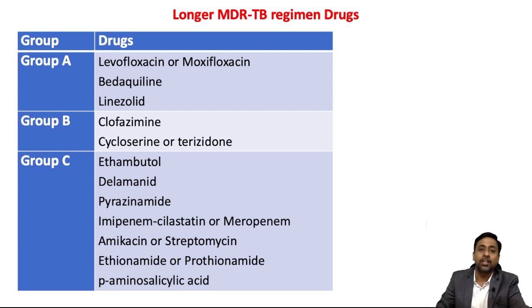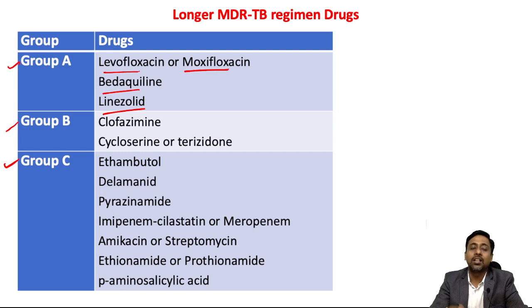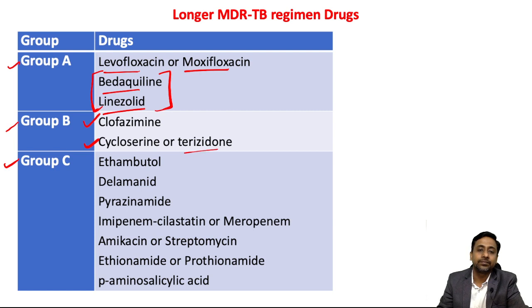And what are the drugs used in the longer MDR-TB regimen? The drugs are classified into three groups: Group A, Group B, and Group C. Group A includes levofloxacin or moxifloxacin, bedaquiline, and linezolid. Now you know, when I told you the XDR definition, it included the Group A MDR-TB drugs, bedaquiline and linezolid. Group B includes clofazimine and cycloserine or terizidone. And Group C includes ethambutol, delamanid, pyrazinamide, imipenem or meropenem, amikacin or streptomycin, ethionamide or prothionamide, and para-aminosalicylic acid. So these are the three different groups of drugs used for the longer MDR-TB regimen.